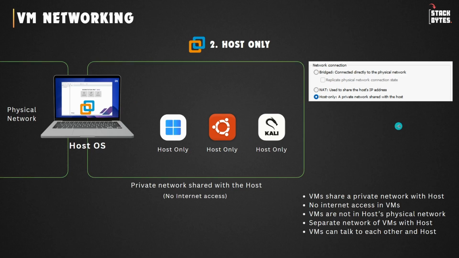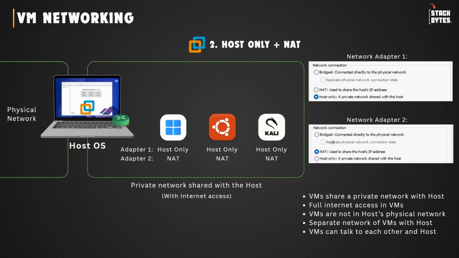But let's suppose you want to download some tools or something in Kali Linux, Ubuntu, or Windows. You need internet access, right? But you also want host only network. So, what you can do to give internet access to any virtual machine is you can provide a secondary network adapter with NAT network mode. So here in adapter 1, we gave host only mode to all the VMs, and in adapter 2, we gave NAT network to all the VMs. And this way all our VMs will get internet access also.